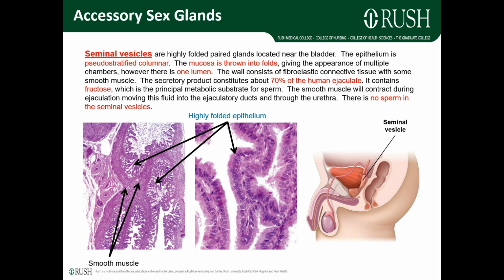The wall of the seminal vesicle consists of fibroelastic connective tissue and some smooth muscle. The secretory products within here constitute about 70% of the ejaculate from humans, and it contains fructose. Fructose is the principal metabolic substrate for the sperm, their energy as they're traveling towards the urethra. The smooth muscles here will contract during ejaculation, thus moving this fluid into the ejaculatory duct and through the urethra. One thing to note is that in the seminal vesicles, you will not see any sperms.